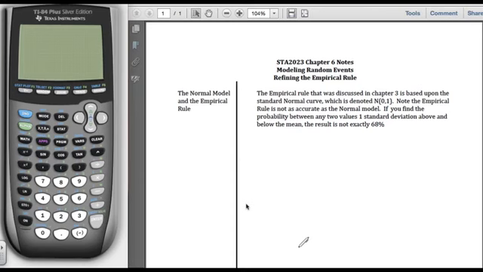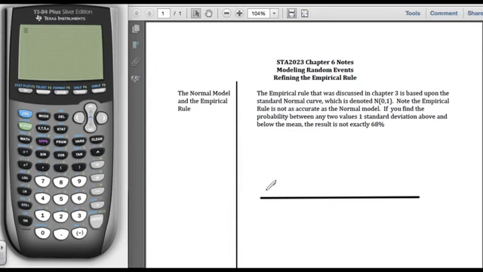Right, this final video for chapter 6 should be pretty quick. I just want to refine the empirical rule a little bit. Recall the empirical rule was something we discussed back in chapter 3. It was based upon the standard normal curve.